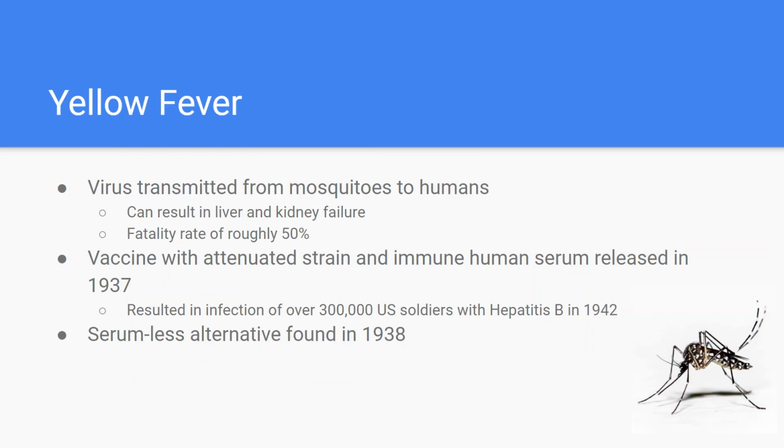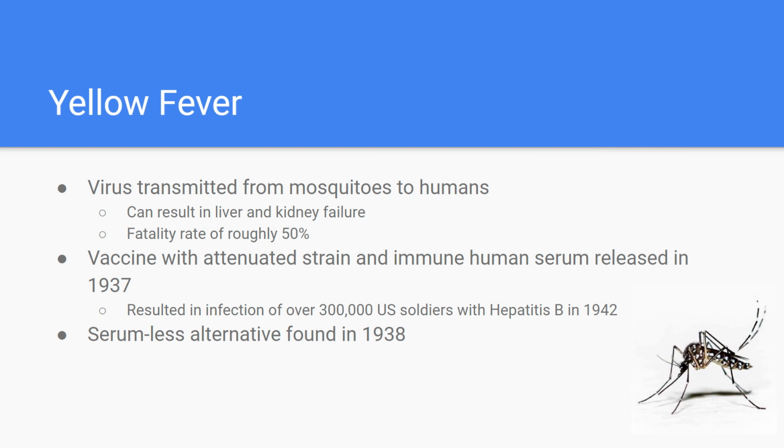Moving on to yellow fever. This is a virus transmitted from mosquitoes to humans. It can result in liver and kidney failure, and the fatality rate is roughly 50%. So if you get yellow fever, the chances of you surviving are not great. This vaccine, with attenuated strain and immune human serum, was released in 1937. A serumless alternative was found in 1938. However, they wouldn't switch to this serumless alternative. Essentially, by human serum, it means human blood.